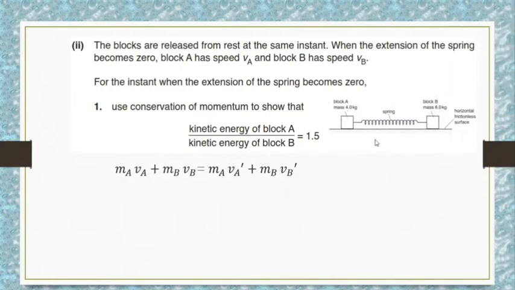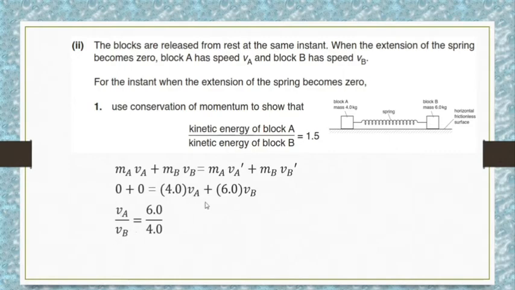If we see this diagram, MA is 4, but VA is 0 because the blocks are released from rest. MB is 6 kilograms, but VB is also 0. So I have 0 plus 0 equals MA, 4, multiplied by VA, plus 6 multiplied by VB. So now we have the ratio of VA and VB.